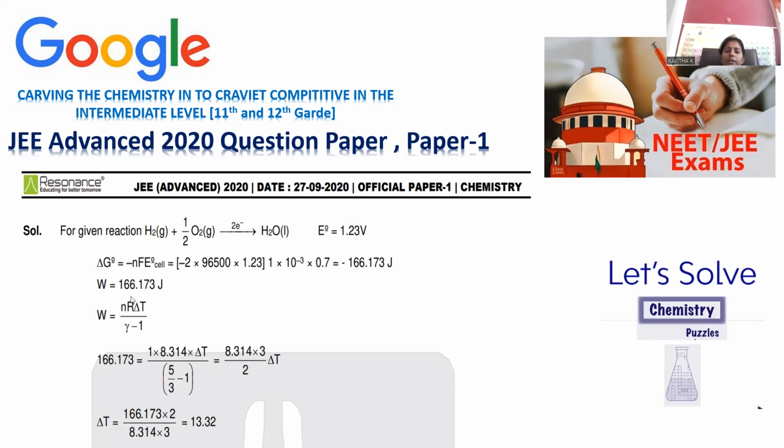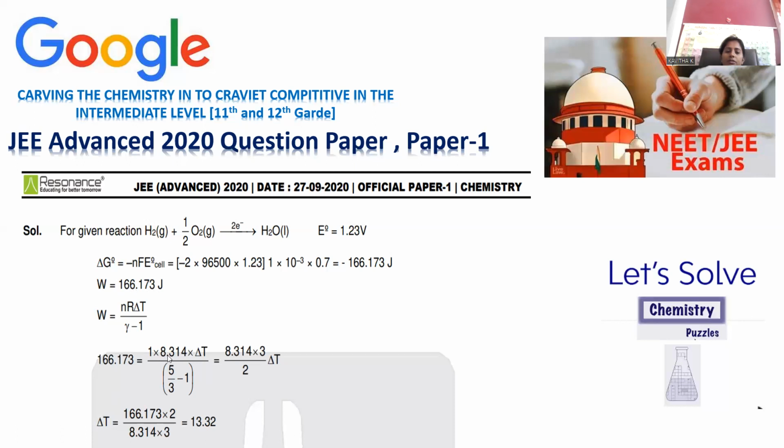Then W is becoming 166.173 joules. Okay, the negative convention gets positive for W. So W is equal to, we have another formula in thermodynamics. W is equal to nR delta T divided by gamma minus 1. W value is already known, that is 166.173, and n value is taken as 1 over here.